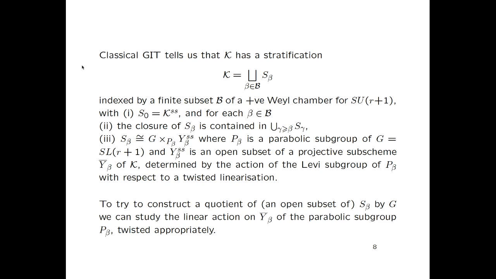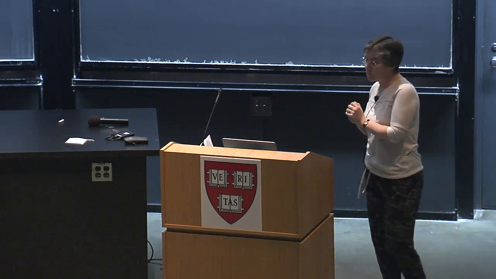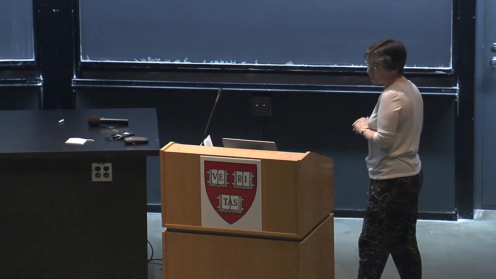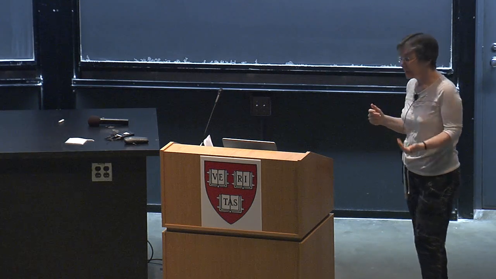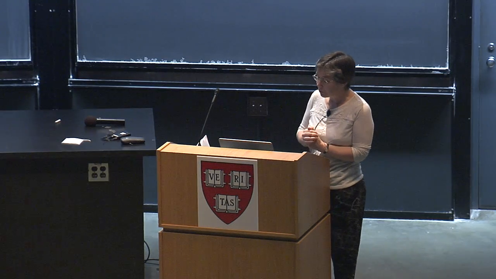And each of these unstable strata can be expressed in terms of a certain parabolic subgroup of the reductive group that you started with. And it's described inductively and in terms of semi-stability in the classical sense, but for the action of the Levi subgroup, the reductive part of the parabolic, with respect to a linearization that's been twisted by a certain character of the parabolic group.